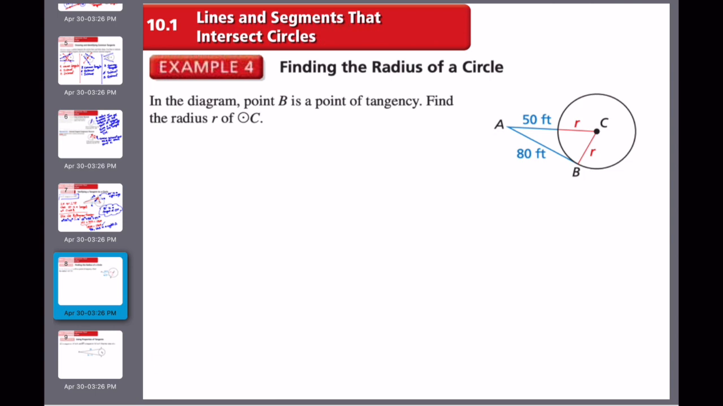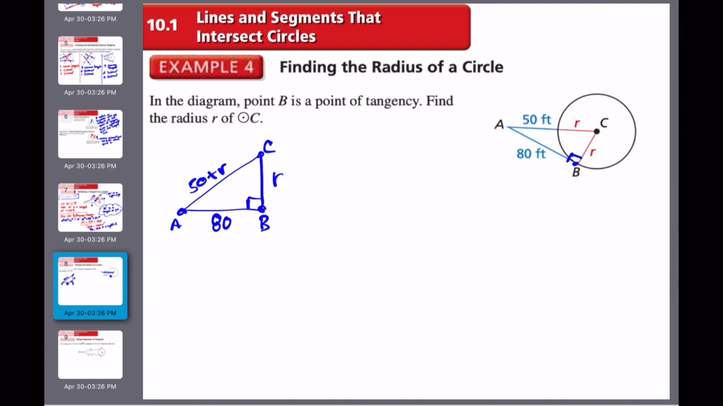Here's our next one. It says in the diagram, point B is a point of tangency. Once they tell us that's a point of tangency, you can draw a right angle in there. Find the radius R for circle C. Well, if that's a right angle, that means we have a right triangle there. I'm going to draw the right triangle out of the diagram. And I see that the bottom side is 80 from A to B. And then from B to C, we see that that is R long. And then from A to C is 50 plus R long. We see that we traveled a blue segment, which is 50, then another R, and that's 50 plus R long.